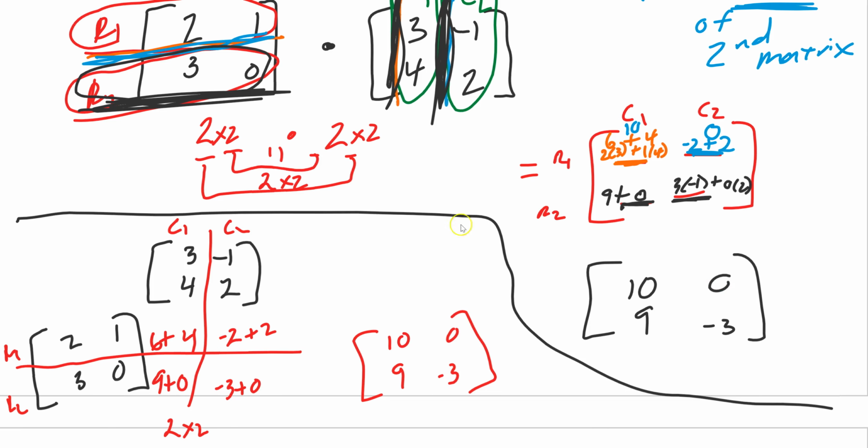So this is why it works. We're doing the exact same thing. It's rows of the first times columns of the second. This makes it a little easier to see. If you put the second one above it, it makes it a lot easier to connect the dots, kind of. So that's the idea. Let's do a couple of examples.